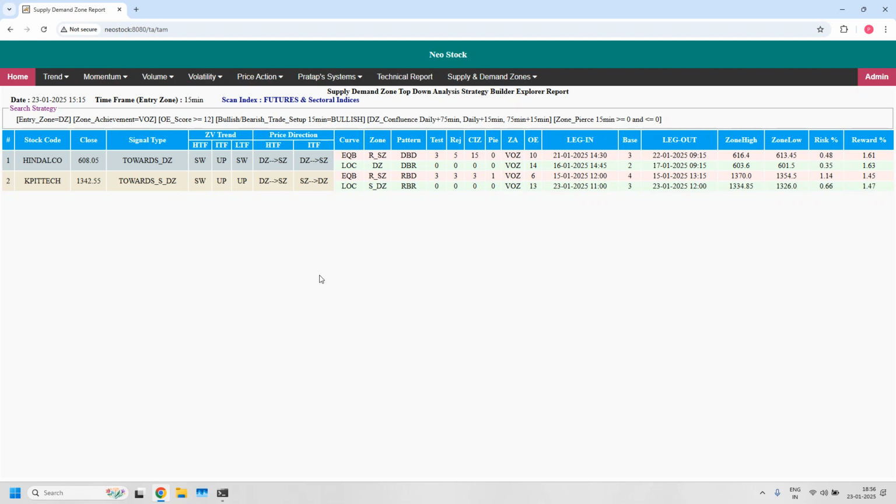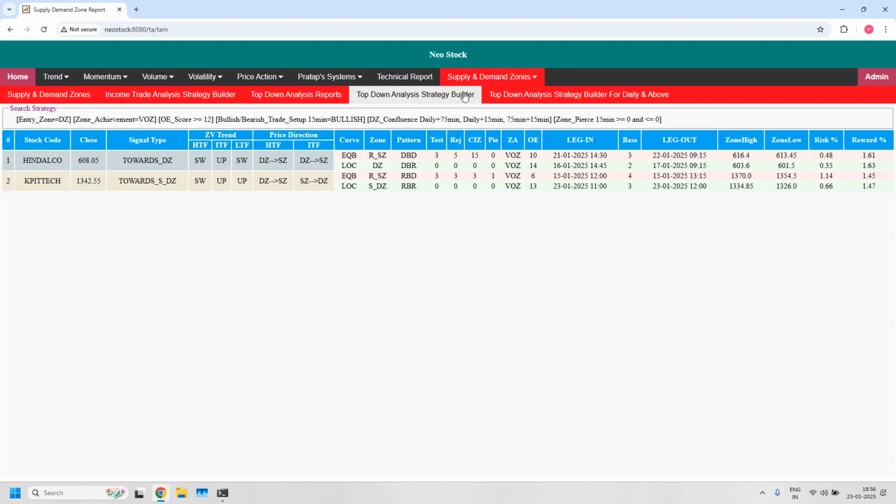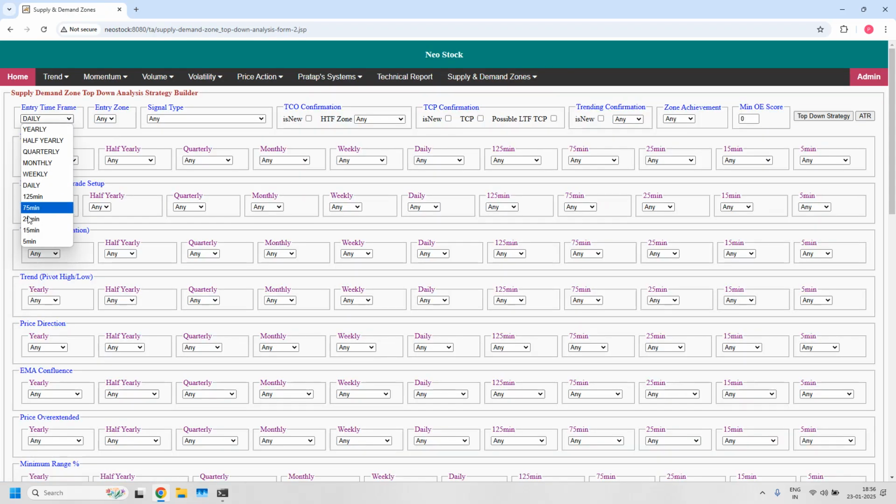So this is about a bullish trade setup for daily income trade. Next, bearish trade setup for daily income trade, entry time frame 15 minutes, entry zone, supply zone. In bullish or bearish trade setup at 15 minutes time frame, I am selecting bearish. These 15 minute supply zones should not be pierced.